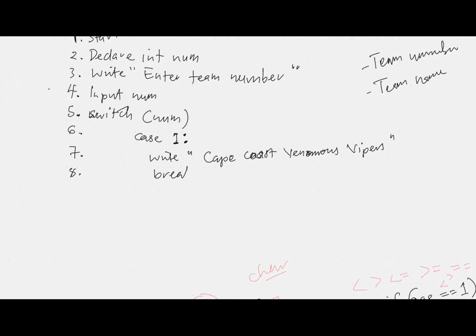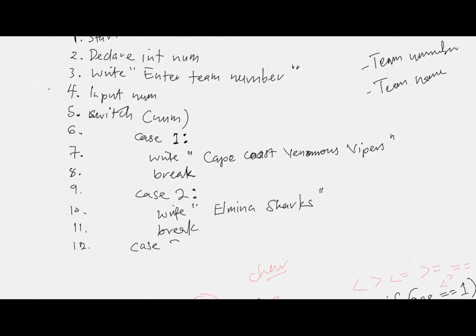Then number 9, we are done. So we write the case 2. Then number 10, so that's for team 2. If your team is team number 2, we want to write Elmina Sharks. Then also add the break. This is number 11. Number 12, then we are on the third case, case 3. So I'll stop and then I'll go to the other side of the program.